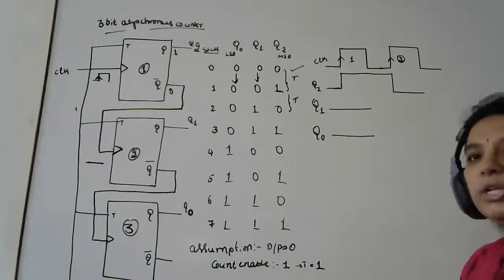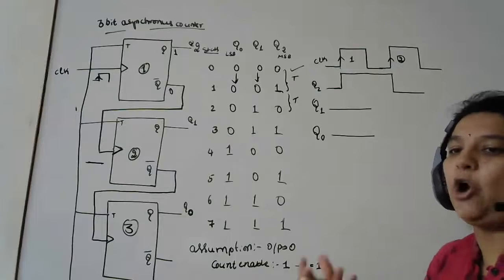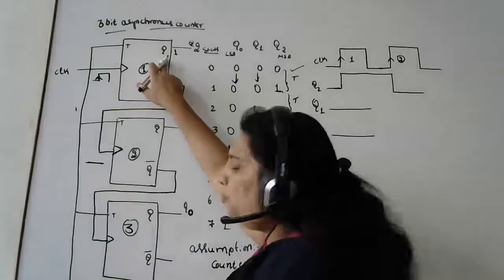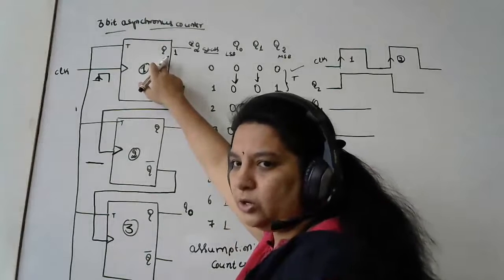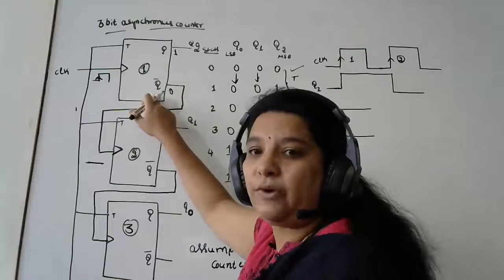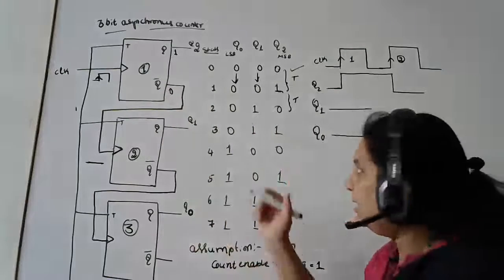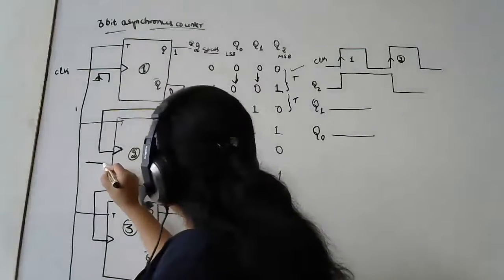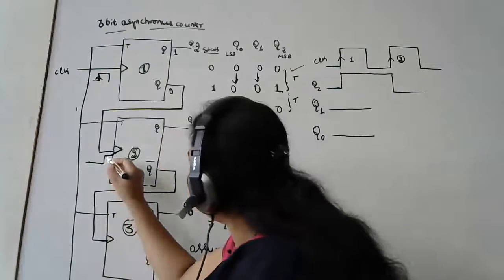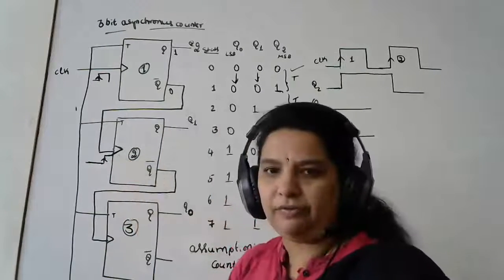Why? Because of the positive edge. It toggles. It again goes to zero state. Now, when Q2 goes to zero state here, what happens to Q2 bar? That will be in a one state. So what happened? This becomes a positive edge, correct? It goes to one state here. So this becomes a positive edge for my second flip-flop.